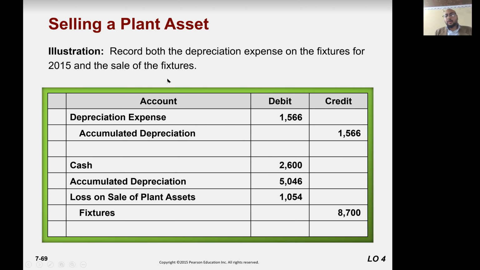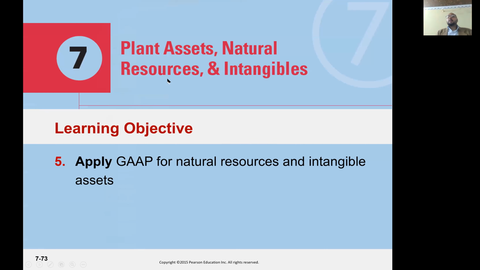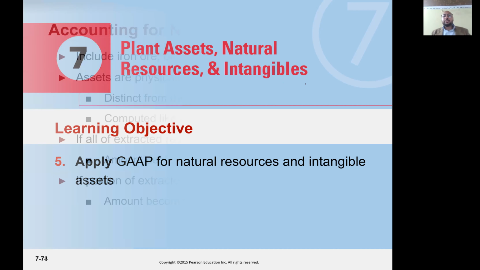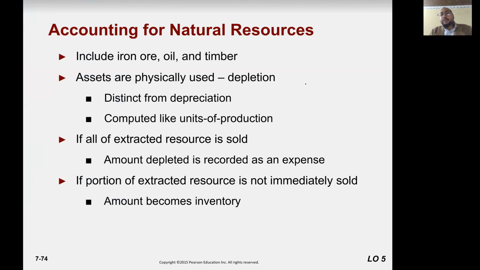Yes. Okay, all right. Now, let's talk about the treatment for natural resources and intangibles. It's not that tough, it's easy. So remember, natural resources are iron ore, oil wells, forests for timber, all right? So the assets are physically used up. In this case, we call this depletion. So there is a difference between depreciation and depletion.